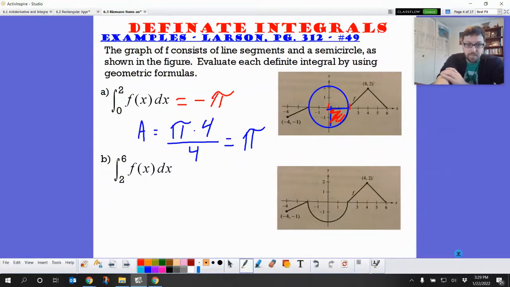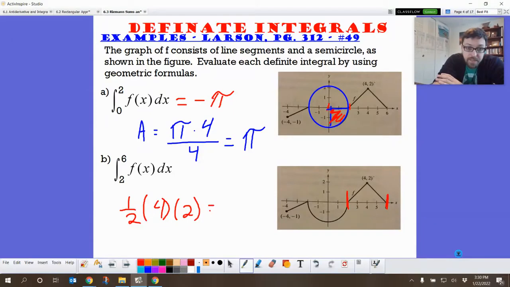Next, we've got this one. It's between 2 and 6. That one is above the x-axis, so we know its value is going to be positive. So that is a triangle, and a triangle is 1/2 our base, and our base is going to be 4. And then the height of our triangle is going to be 2. So that's going to equal 4. So the definite integral from 2 to 6 of f of x is just going to be 4. Neat.